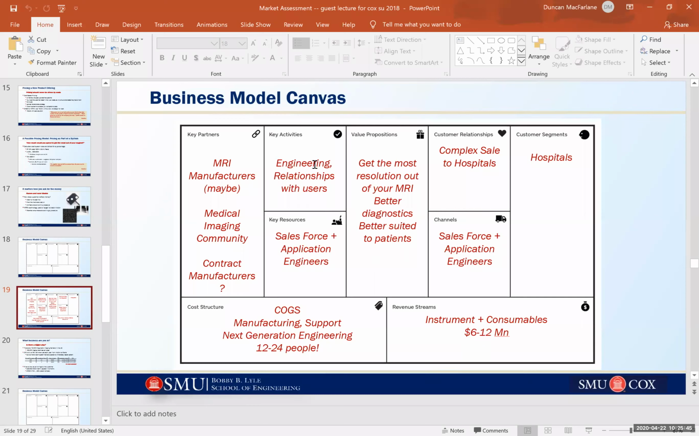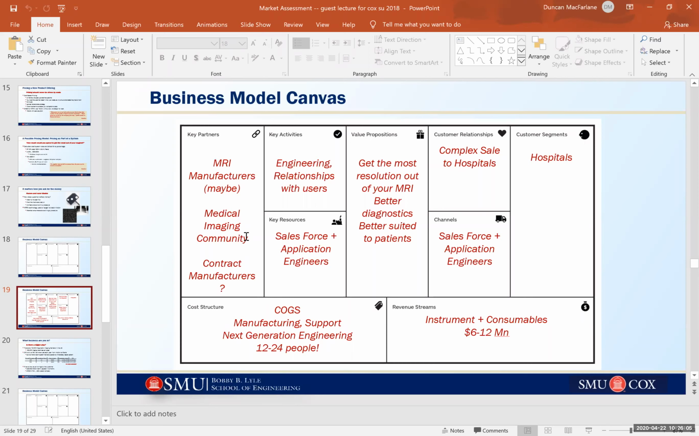Key activities would be engineering and establishing relationships with the users. And then key partners might be the MRI manufacturers, except if they have a standard, maybe we don't care about them. Certainly the medical imaging community. And then maybe we don't build the product, maybe we have a contract manufacturer that builds the product.